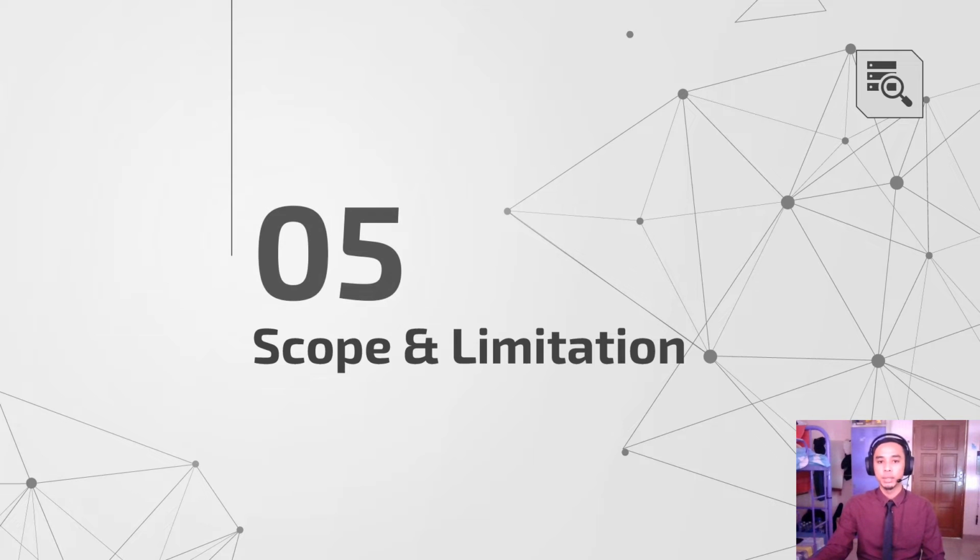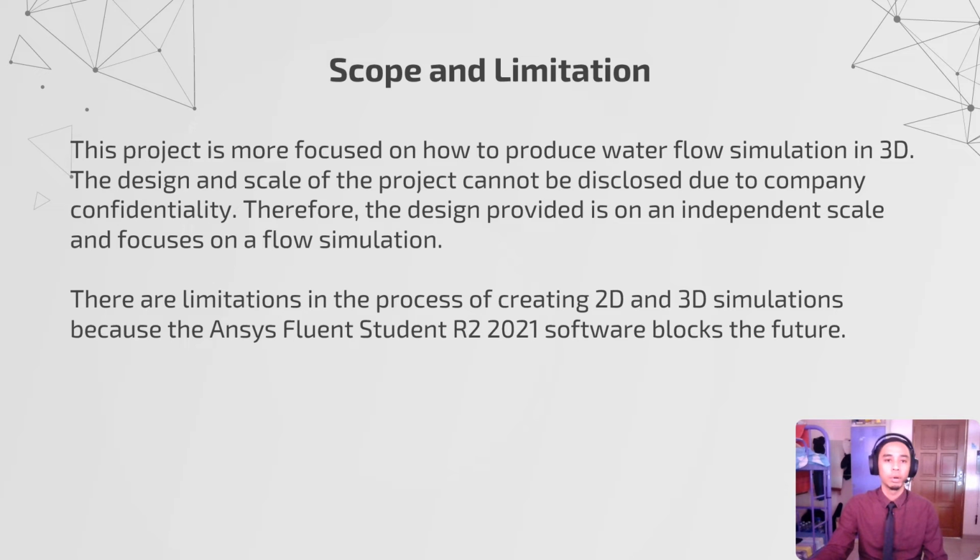The next is the scope and limitations. The scope of this project focuses on how to produce water flow in 3D simulations using ANSYS software. The design and scale of the project cannot be disclosed due to company confidentiality. Therefore, the design provided is on an independent scale and focuses on the flow simulation. Since this project has not used 3D simulation yet, there are limitations in creating 2D and 3D simulations because the ANSYS Fluent student version 2021 blocks some features that I cannot use.